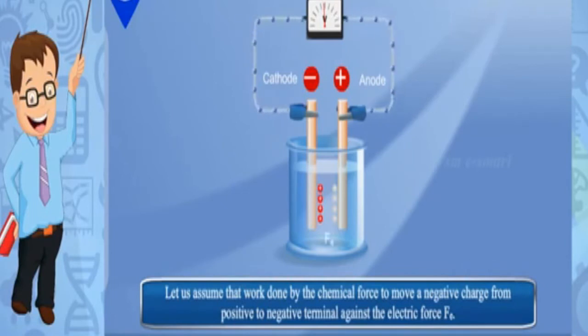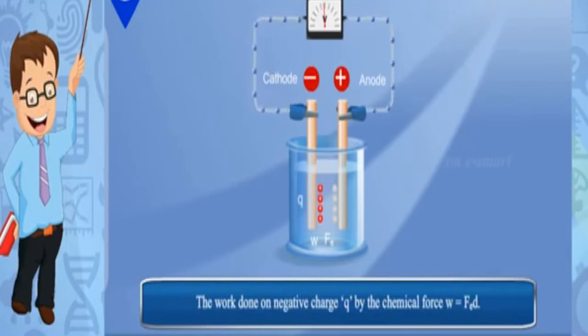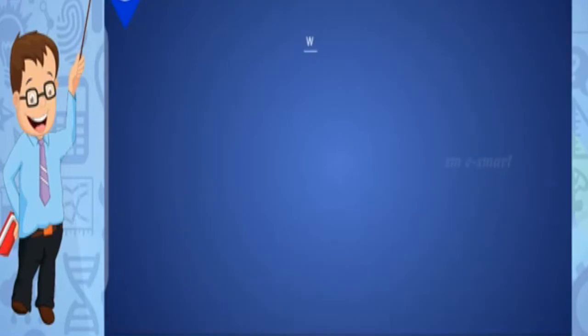against the electric force Fe be W, and also assume that the magnitude of the chemical force is equal to the magnitude of the electric force, denoted by Fe. The work done on the charge, denoted by Q, by the chemical force is W equals Fe d. Then the work done by the chemical force to move 1 coulomb of charge from the positive terminal to the negative terminal is given by W by Q equals Fc d by Q.